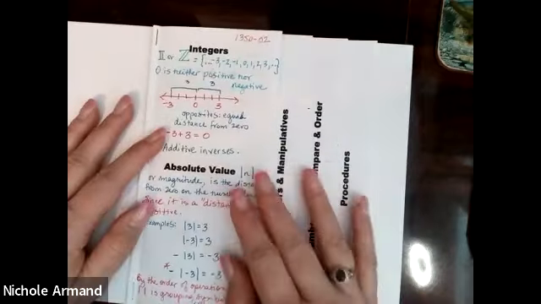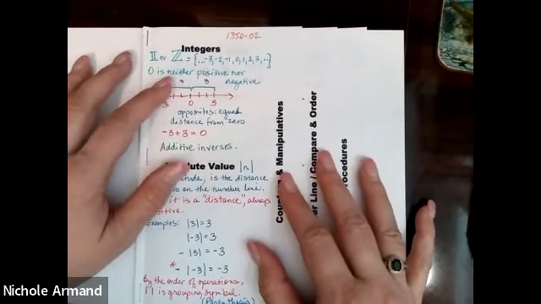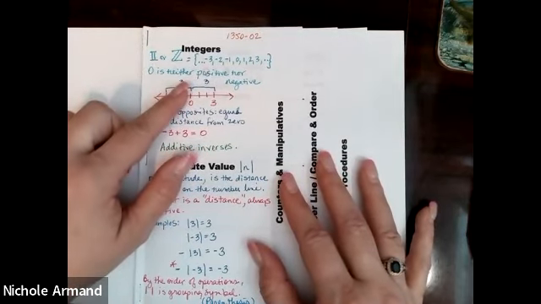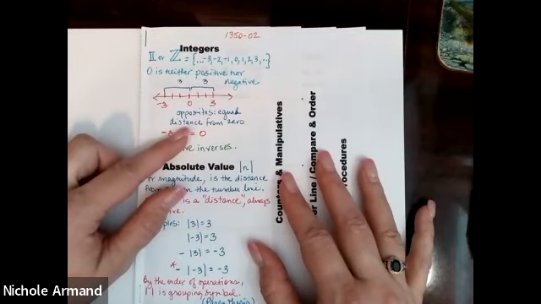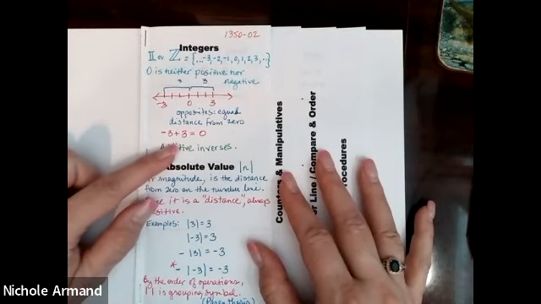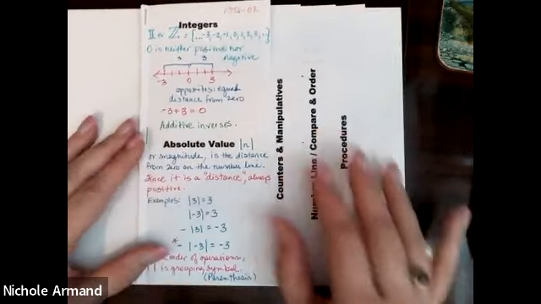So we did so far the definition of integers, the fancy I, the fancy Z, the positive and negative whole numbers, and 0. We talked about the fact that positive 3 and negative 3 are opposites or additive inverses. They are equal distance from 0, and when you add them, you get 0.